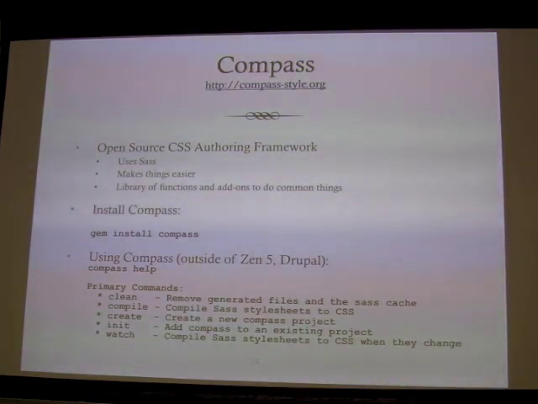Installing Compass is just like installing Sass. Once you have Ruby, you just launch a terminal and type gem install compass. In fact, if you haven't installed Sass, you don't even have to install Sass separately. Just gem install compass. Sass is a dependency, so it'll install Sass along with it. Once you do that, if you type in the command line compass help, it'll give you a list of the 5 primary commands, which are clean, compile, create, init, and watch.